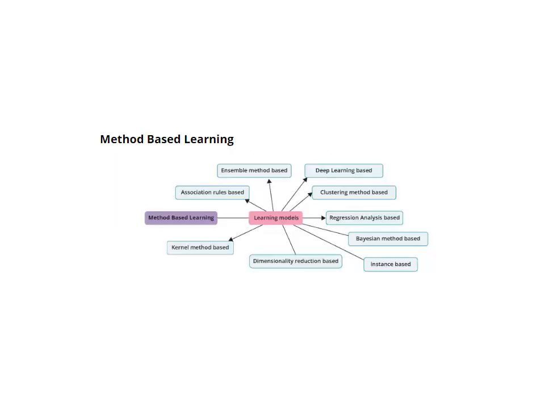There are several learning models, namely association rules-based, example method-based, deep learning-based, clustering method-based, regression analysis-based, Bayesian method-based, dimensionality reduction-based, instance-based, and kernel method-based. So let's understand what kernel method-based learning is all about.